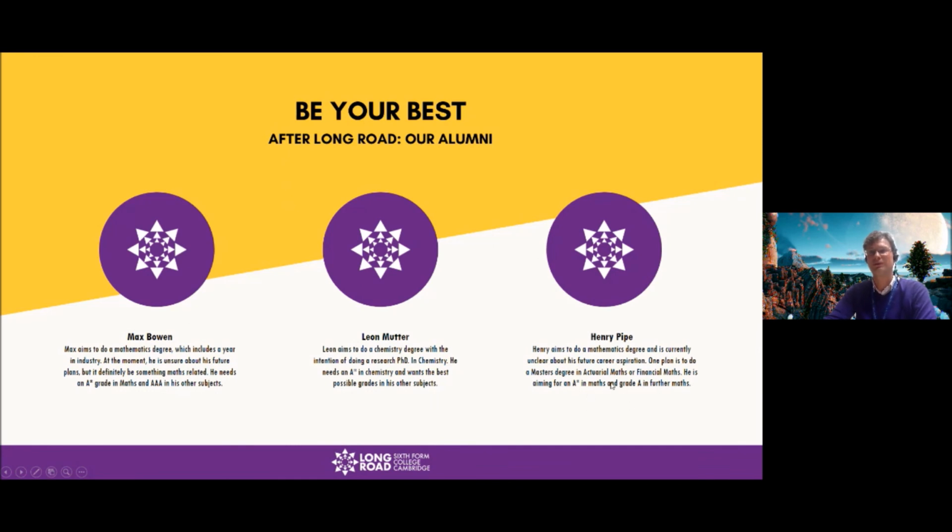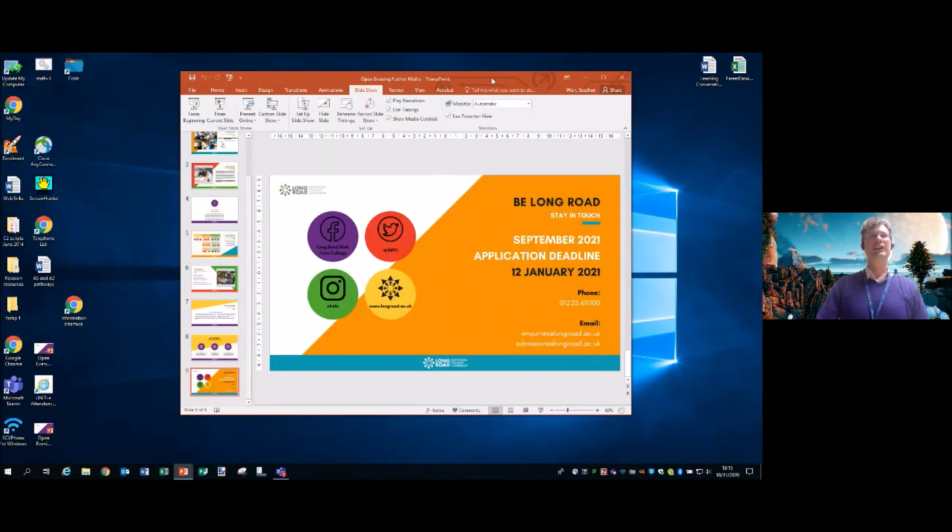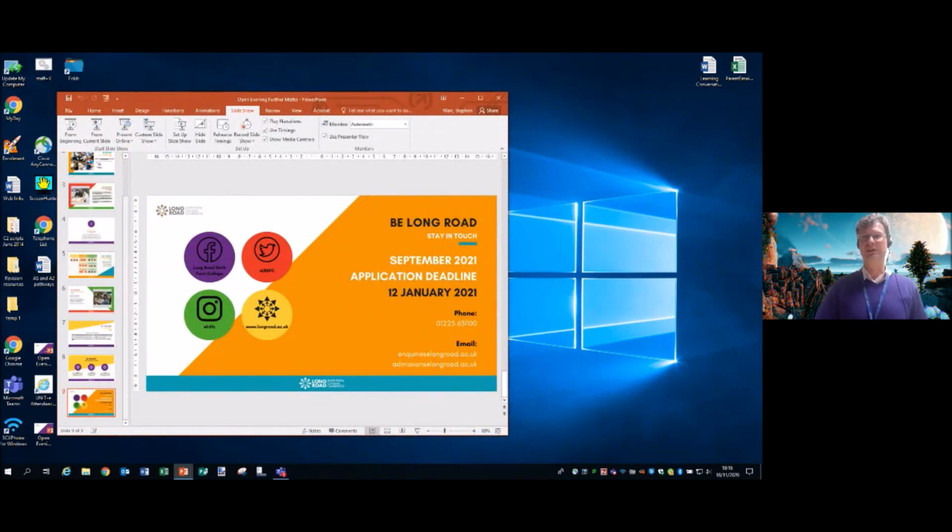He's not really quite sure what he wants to do in the future, but one plan perhaps is to do a master's degree in actuarial maths or financial maths. So you can see there we've got very high aspirational students. So I'm going to leave that slide up at the end when we've finished having a chat with the students. We've got some members of staff with us here who will be available to take your chat questions.